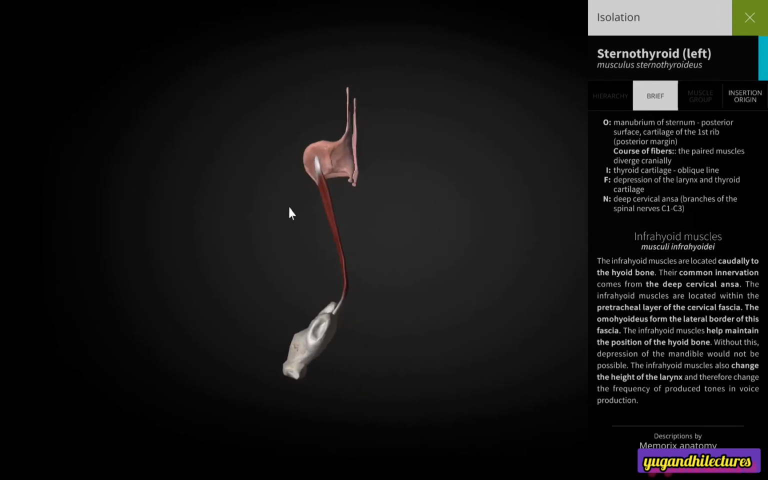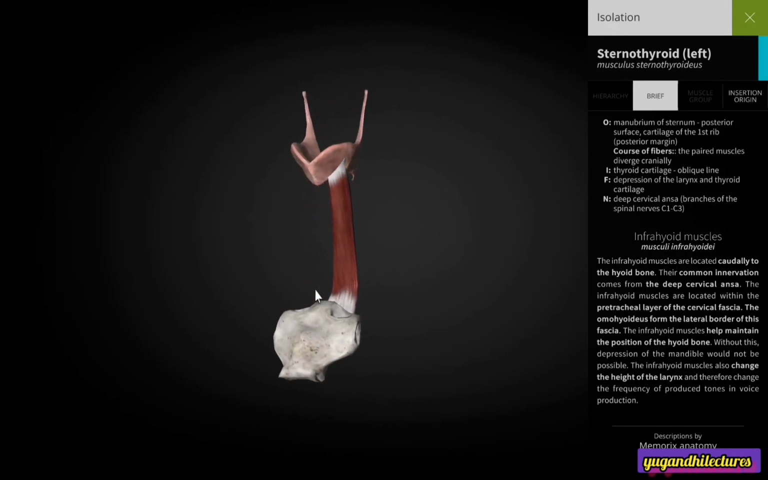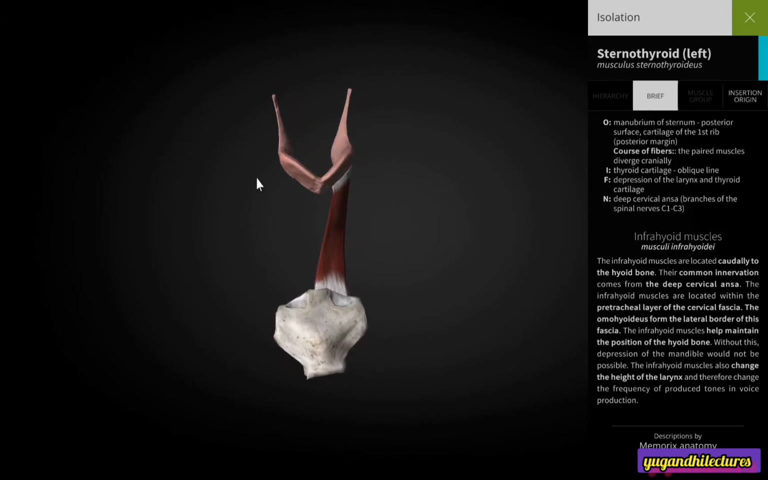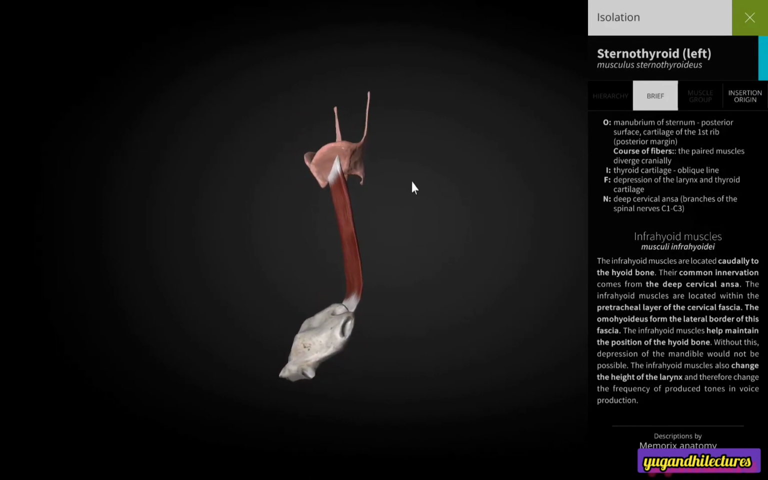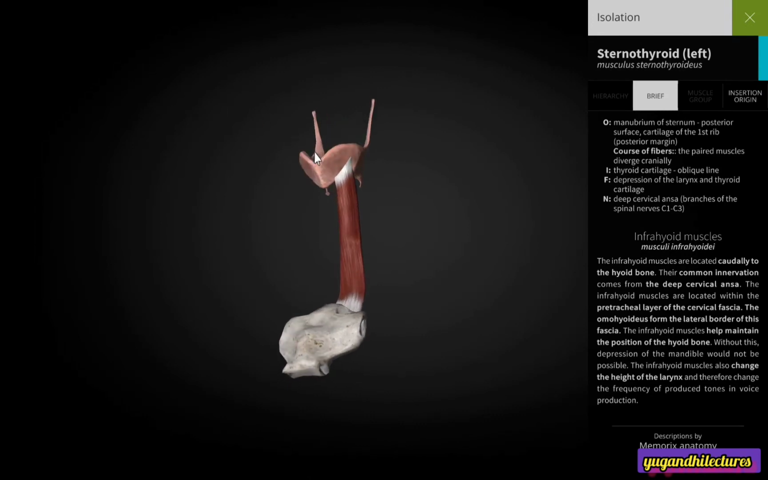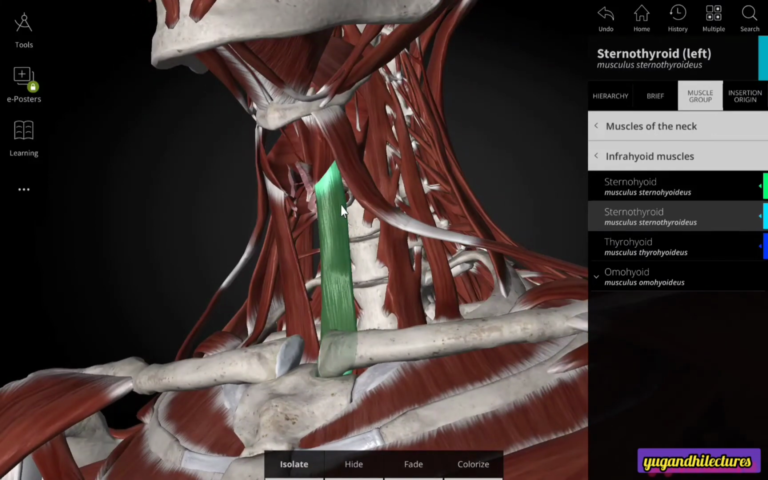This muscle takes its origin mainly from the posterior surface of the manubrium sterni and also from the adjoining part of the first costal cartilage. Then coming to the insertion, it is inserted into the oblique ridge on the thyroid cartilage. On the anterior surface of the thyroid cartilage there is an oblique ridge, and this muscle gets inserted into it. Now coming to the nerve supply, this muscle is also supplied by the ansa cervicalis, by the branches of the spinal nerves from C1 to C3.